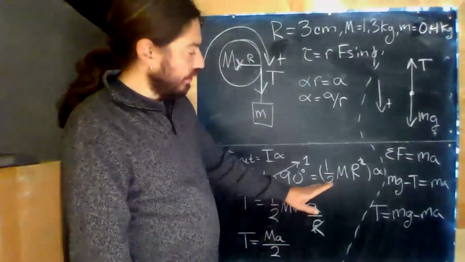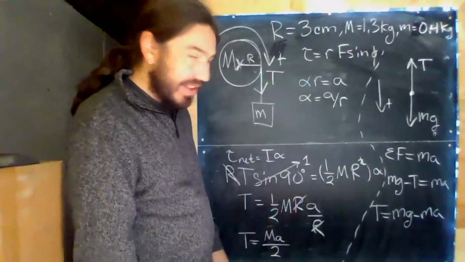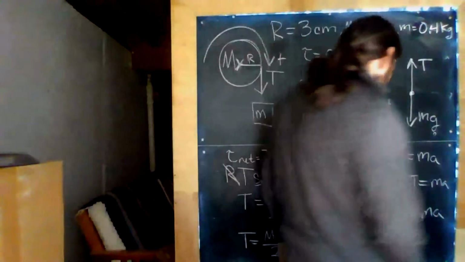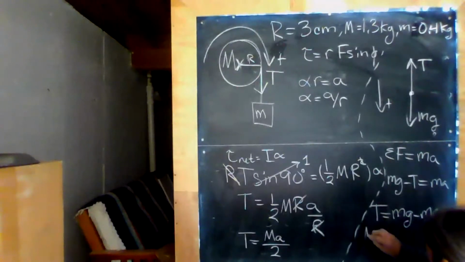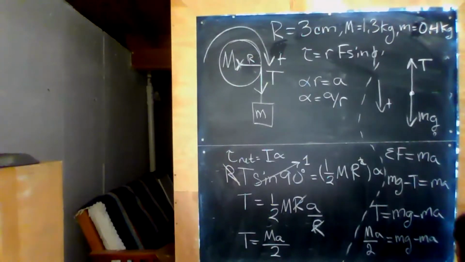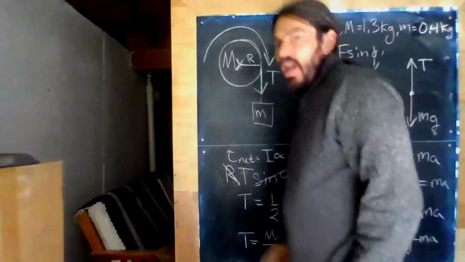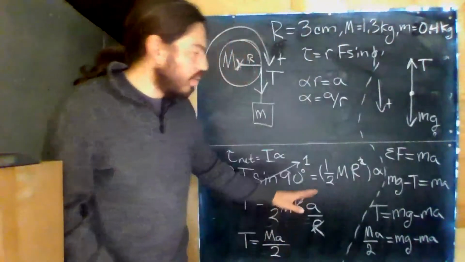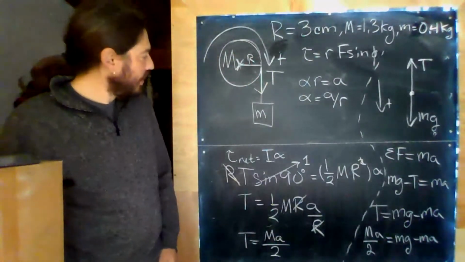Starting to run out of a little room here, aren't I? I can set these two things equal to each other. They're both equal to t. And I end up with... and so now I'm just one step of algebra away from finishing this problem.